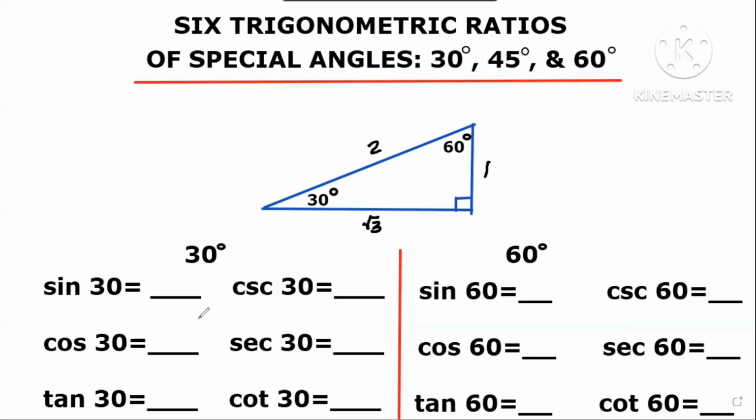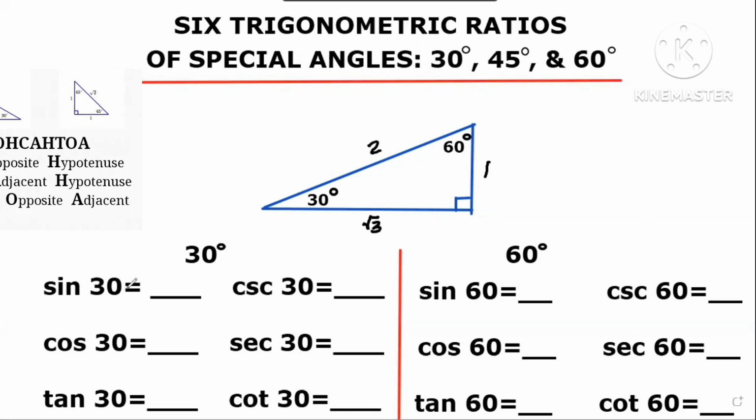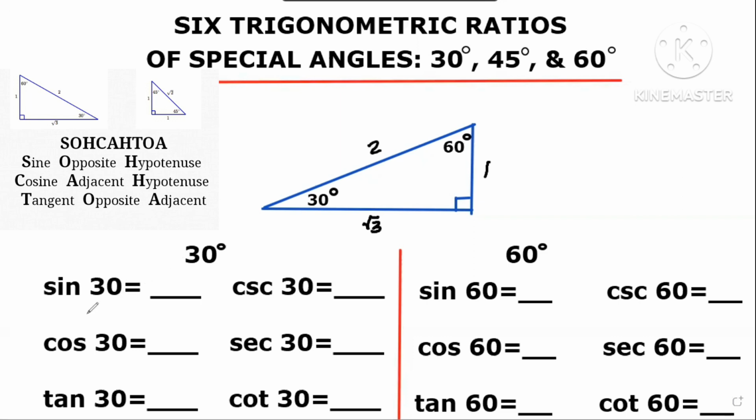Okay, so let us now get the trigonometric ratios of 30-degree angle. So, alam naman natin na yung SOHCAHTOA. Okay, so the sine function is opposite over hypotenuse, right? SOHCAHTOA. Now, with respect to 30-degree angle, the side opposite is 1. Kasi yan yung katapat niya. And the hypotenuse is 2. So, sine 30 is equal to 1 over 2. Diba?